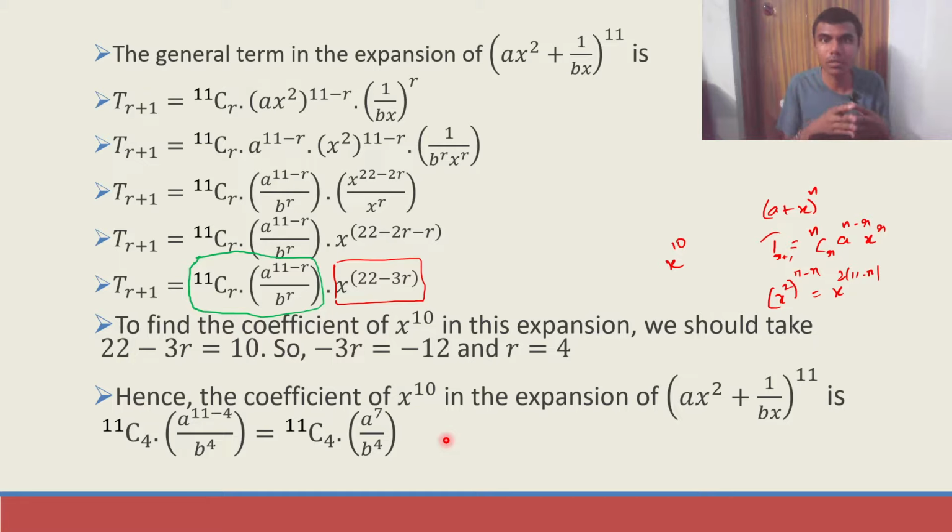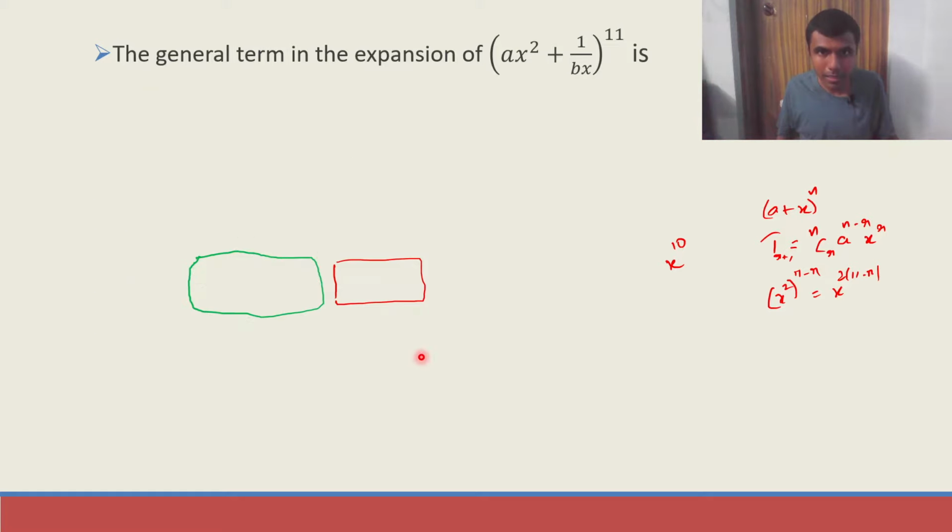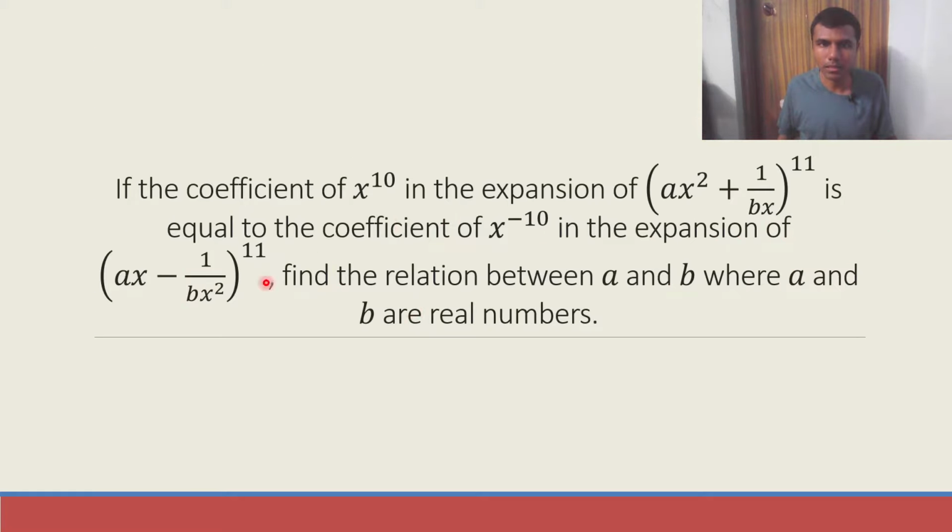Now I need to do the same thing for the second expansion which they give. What is the second expansion which they give? The second expansion is (ax minus 1 by bx square) power 11, and in this case it is the coefficient of x power minus 10. Remember this, coefficient of x power minus 10. In the first expansion we found out the coefficient of x power 10, whereas for the second expansion we are going to find out the coefficient of x power minus 10.